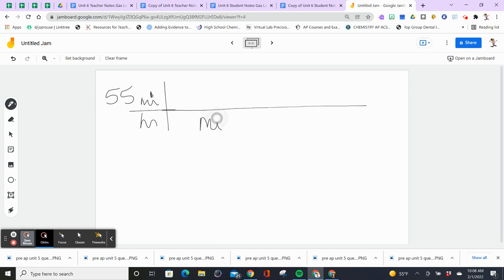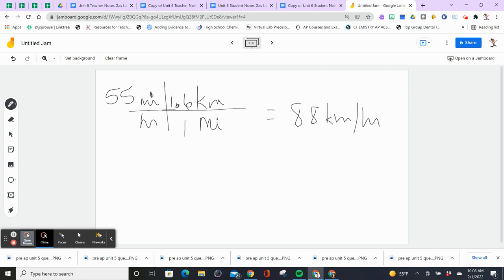So miles is going to go on bottom so that it cancels out. Kilometers is going to go on top. And I am told that 1 mile is equal to 1.6 kilometers. And so then all I'm going to do is multiply 55 times 1.6, which gives me 88 kilometers per hour.